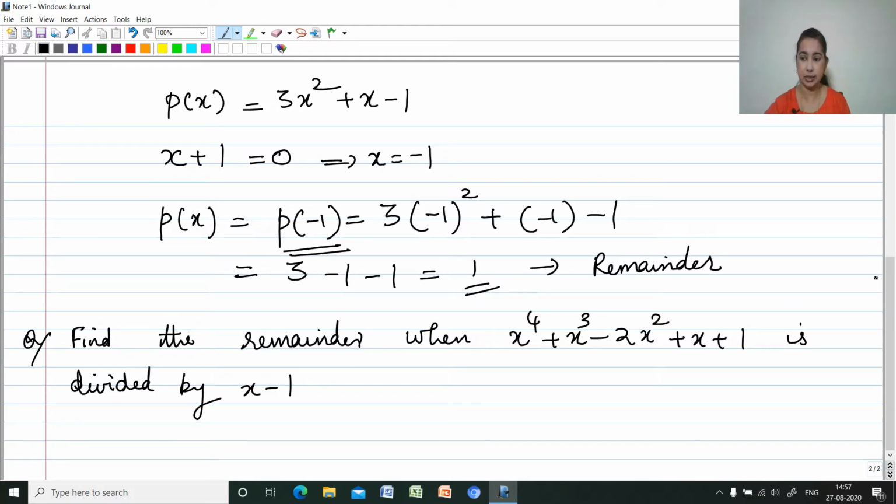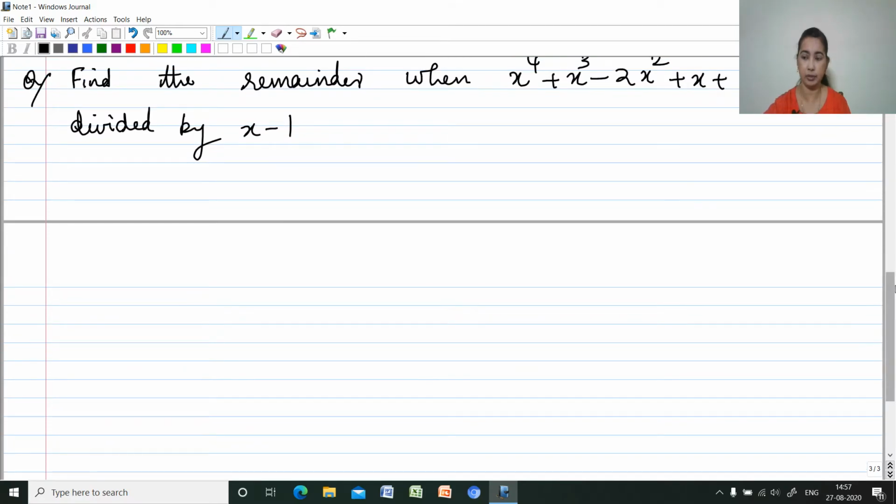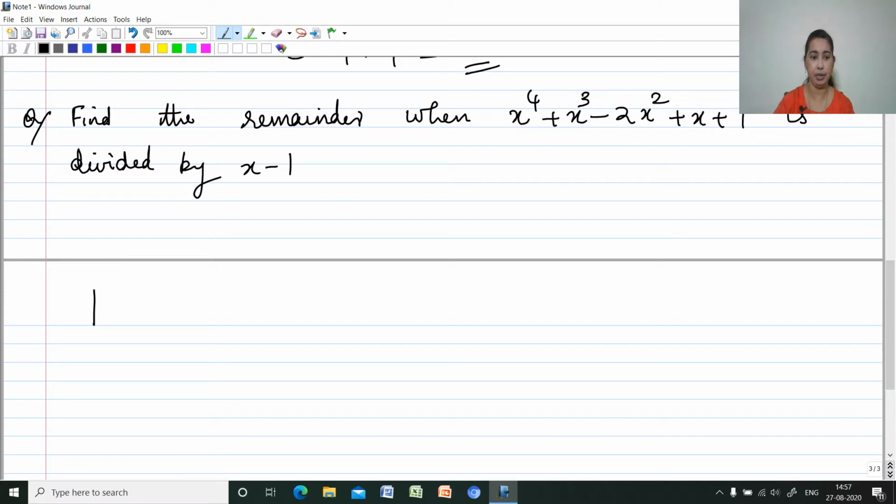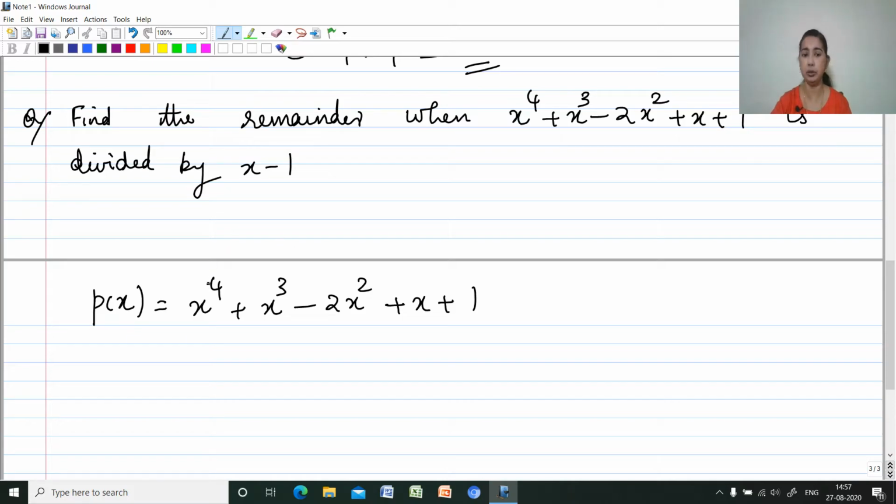So we can consider the two polynomials. The first one we can write as p of x. P of x is equal to x raised to 4 plus x cube minus 2x square plus x plus 1, and the linear polynomial is x minus 1. If it is equal to 0, I can write x is equal to 1.